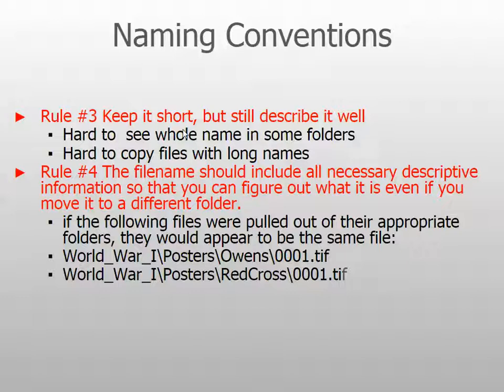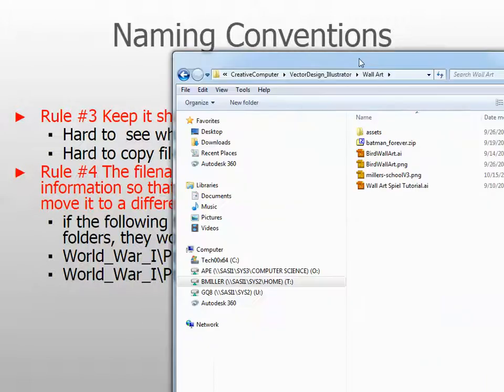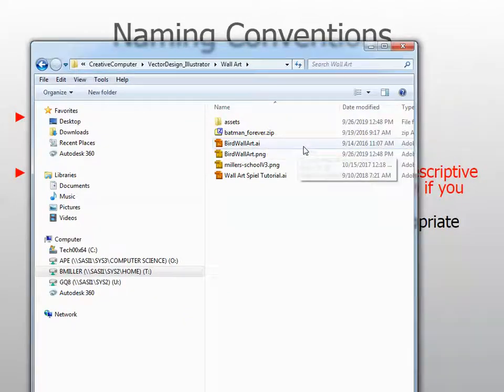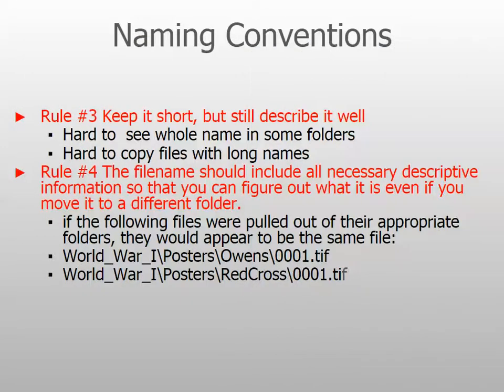So it's really important that it's short, because you want to be able to see the whole thing, right? So if I click over here and this name was too long, I wouldn't even be able to see it, right? So I've got to keep it somewhat short, but you need to describe it well. This is not true anymore: hard to copy files with long names. That used to be true 5 or 6 years ago. That's not true anymore. Okay, but you have to describe it well.